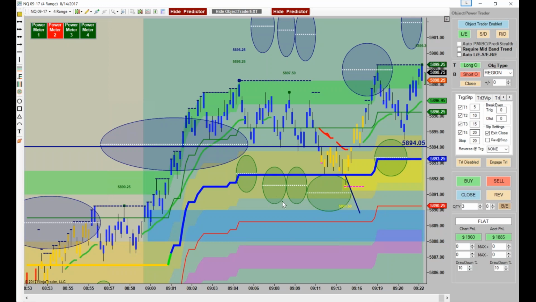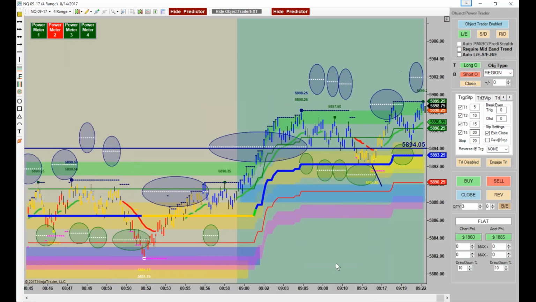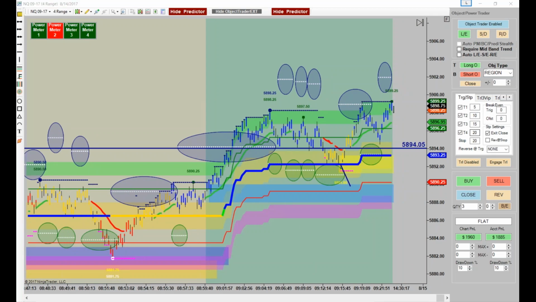Don't reverse it though. Not as long as the identified swings are still heading up, because identified swings will make a huge difference in your bottom line.